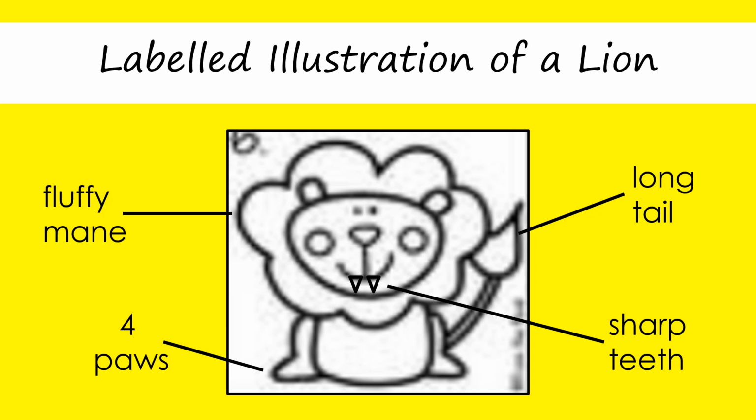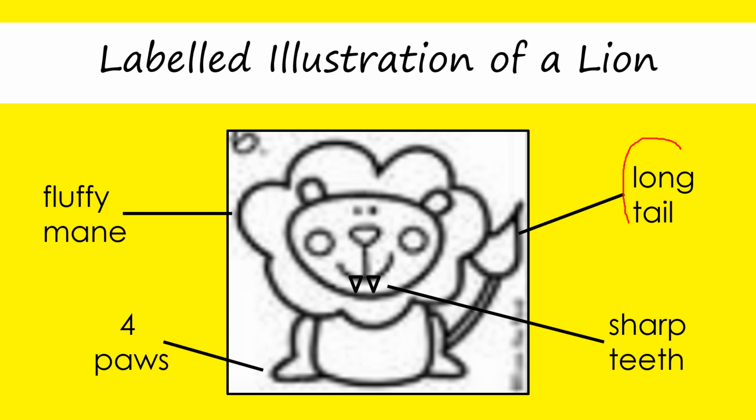Hopefully you gave yourself some time to draw your labeled illustration of a lion. Now, this slide just shows you what your drawing could look like. So I've got the drawing of the lion in the middle there, and I've added the lines coming out pointing to different parts of the lion's body that I wanted to label. So we'll start with the tail.